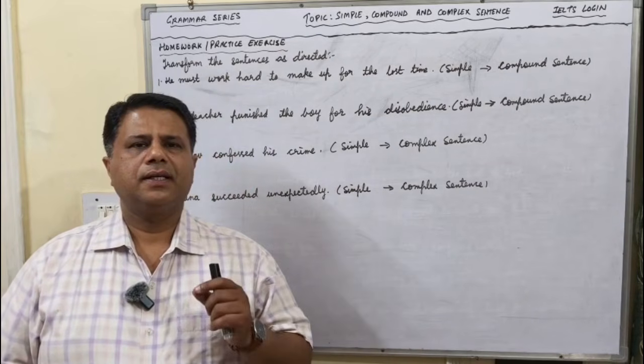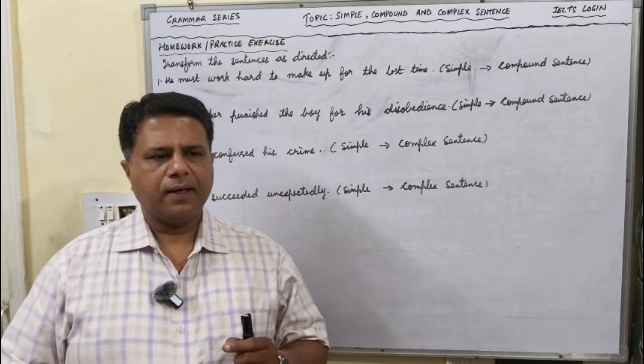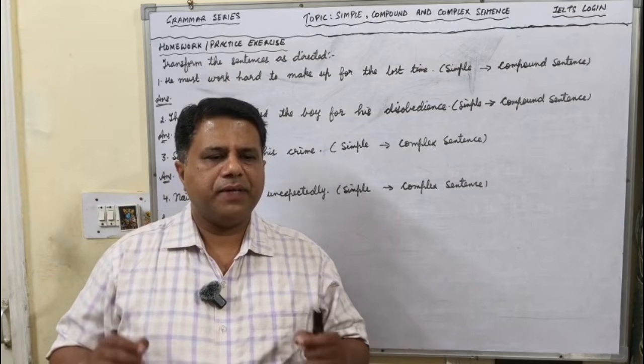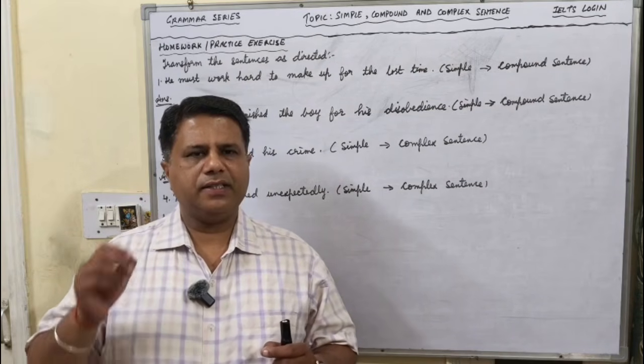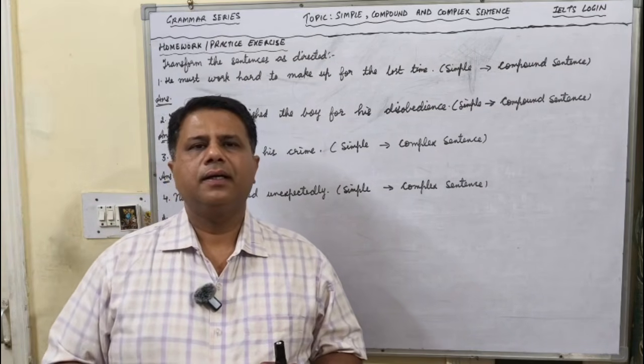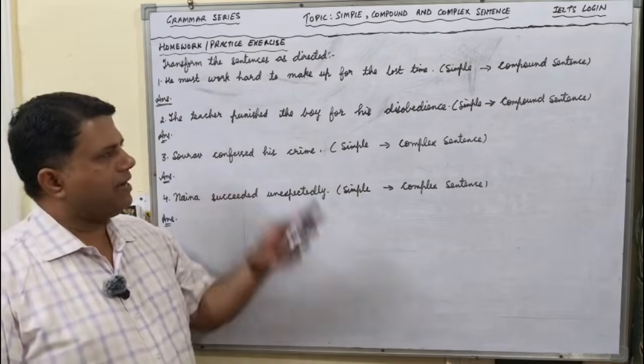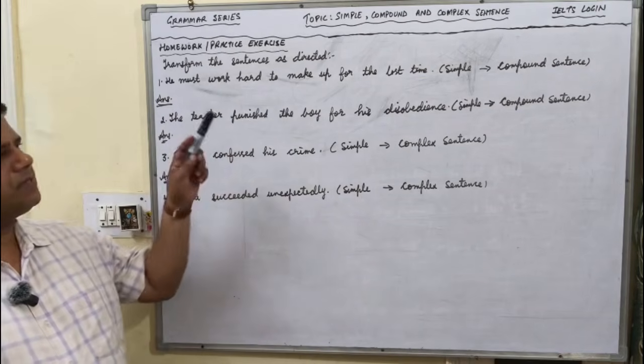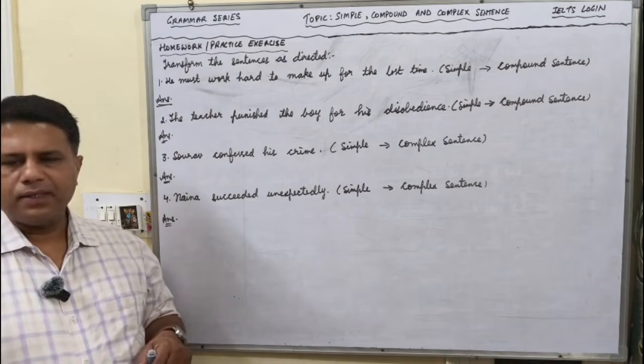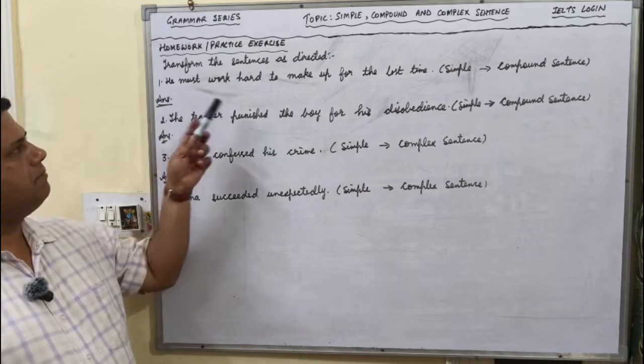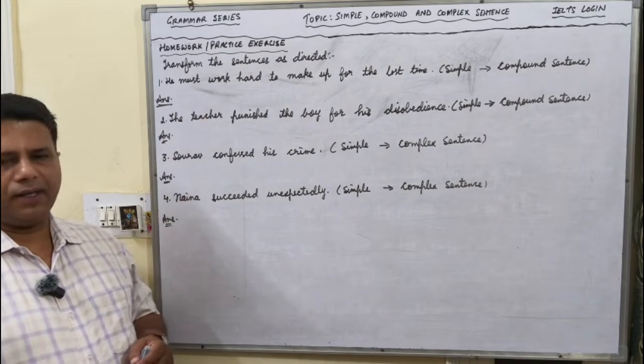This is the first requirement of transformation of sentences. We can change the form but not the meaning. So I have written 4 sentences, 2 from simple to compound and 2 from simple to complex sentence. He must work hard to make up for the lost time.